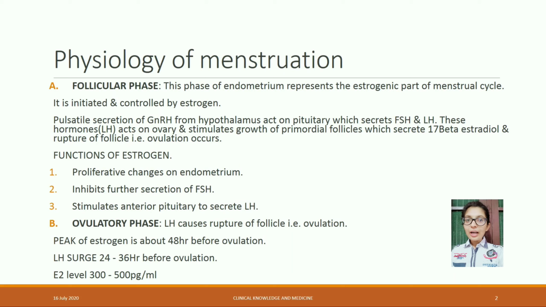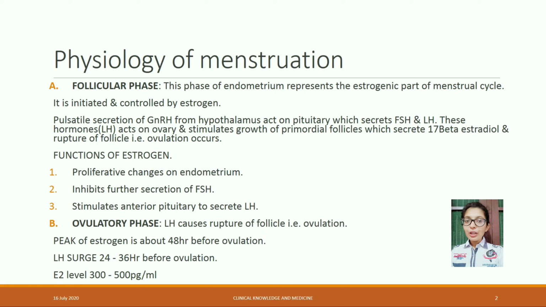These hormones act on the ovary and stimulate growth of primordial follicles, which secrete 17 beta estradiol, and rupture of the follicle, that is ovulation, occurs. Release of ova. Functions of estrogen: proliferative changes on the endometrium. The endometrium is the layer of the uterus. It inhibits further secretion of FSH and stimulates the anterior pituitary to secrete LH.